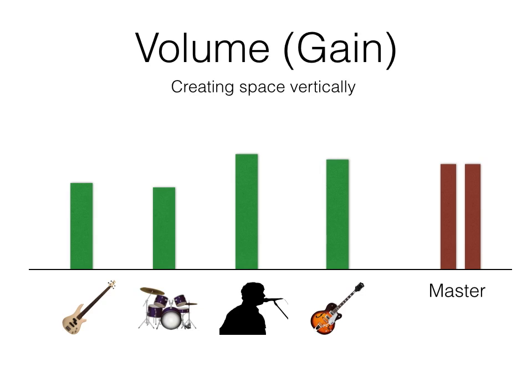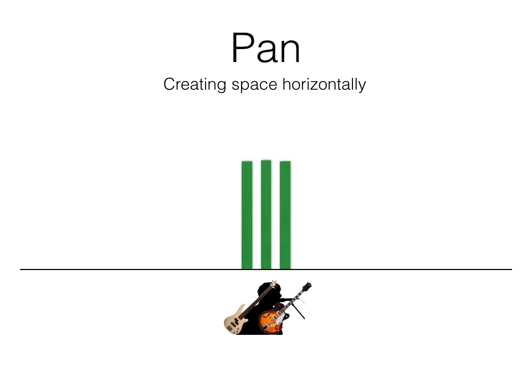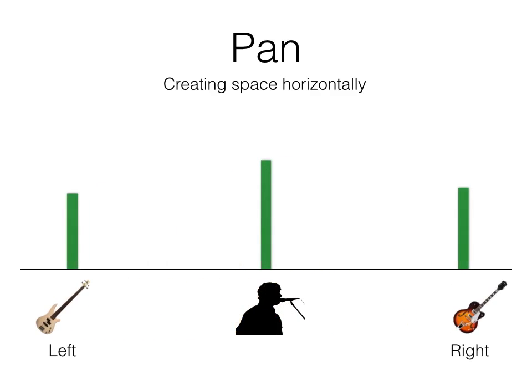Second most common would be panning. Panning is creating perception horizontally. Our ears have been trained ever since we were born to perceive the center as being louder than left and right. Panning is also the easiest and cleanest method to create space for two instruments that are sharing the same frequency ranges, and I will talk about frequency ranges in greater detail in the EQ section.